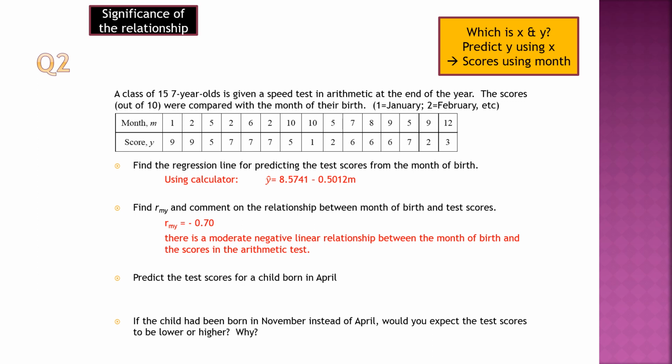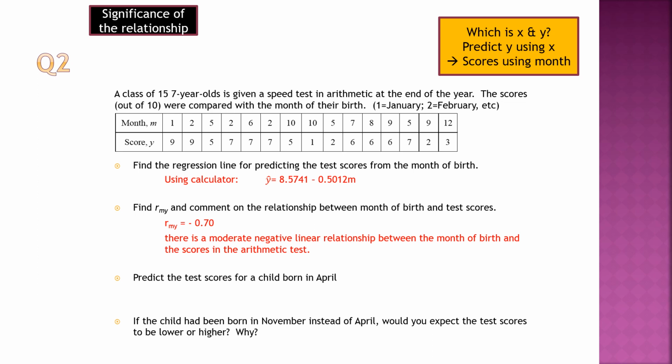All right. Okay, so find the r. If you've already put it into the calculator, your r is there. If you haven't cleared your data, your r should be negative 0.7. They ask you to comment on the relationship. Just follow the scale we have learned before: moderate negative linear relationship. You can even write between m and y, no problem.